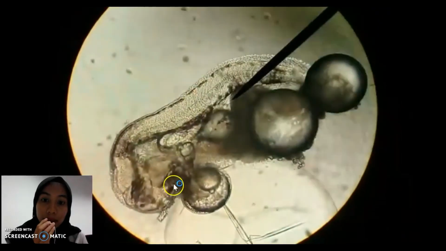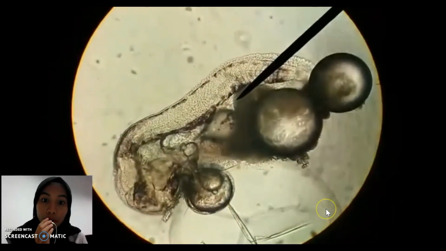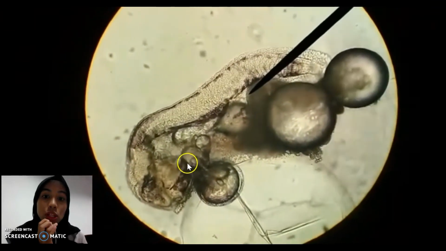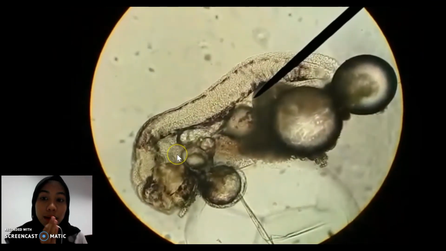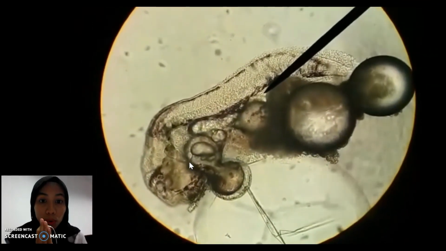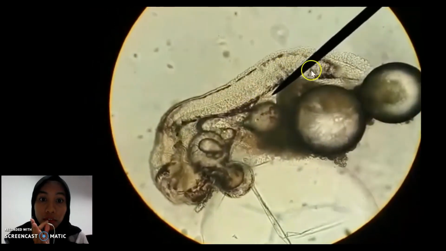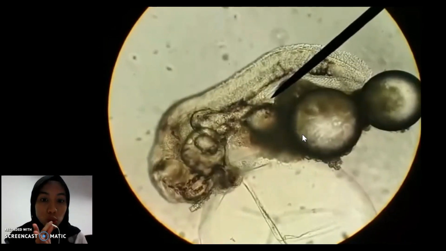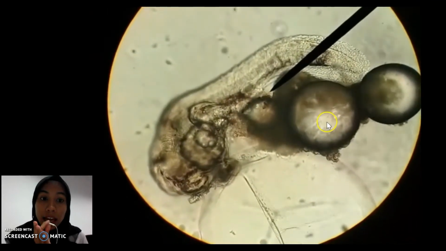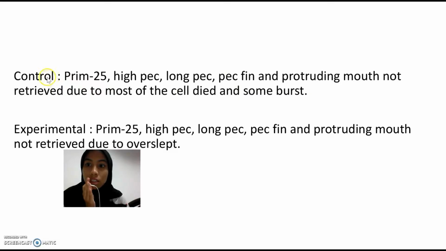As you can see from the video, the fry is already out of its chorion, and at this moment it slowly sucks the egg yolk into its body, which is a pretty bizarre way to hatch compared to a normal hatchling. The look of this fry itself is a bit deformed compared to the fry in the experimental. And this is the egg yolk from dead or burst cells.